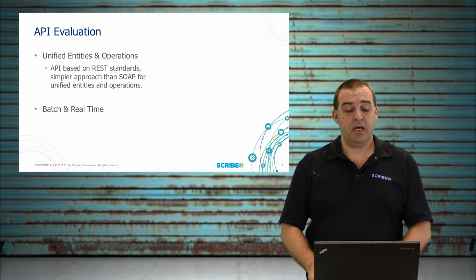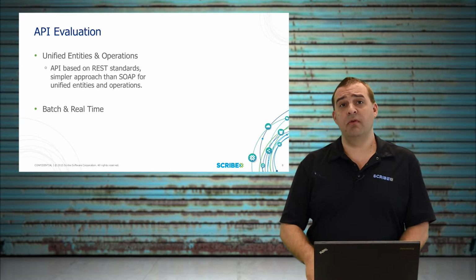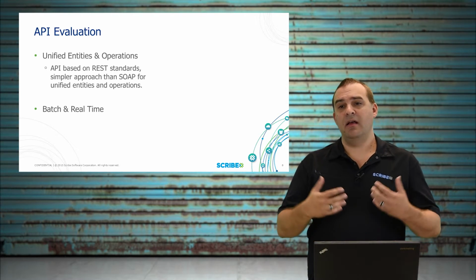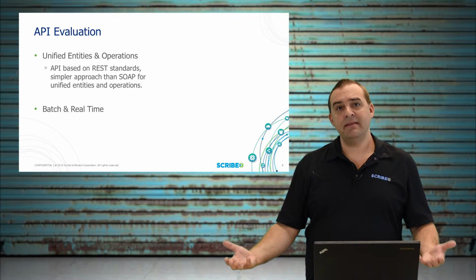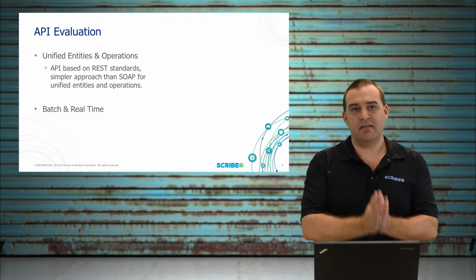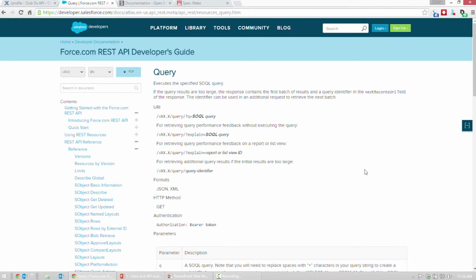That's one item. Unified entities and operations can also refer to whether or not multiple entities can be accessed in the exact same manner. To give you an example, we'll go back to the Salesforce application and take a look at a query. Here, we can see in the documentation that they have one documentation page for query. That means you can use this one query operation to query anything in the Salesforce system.